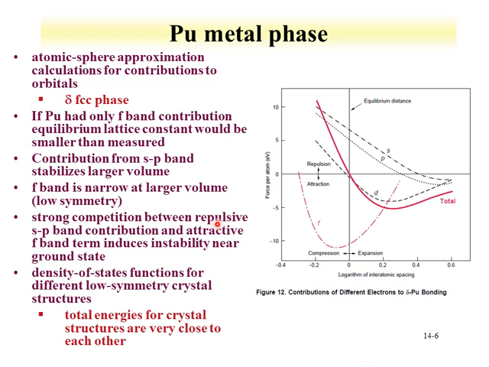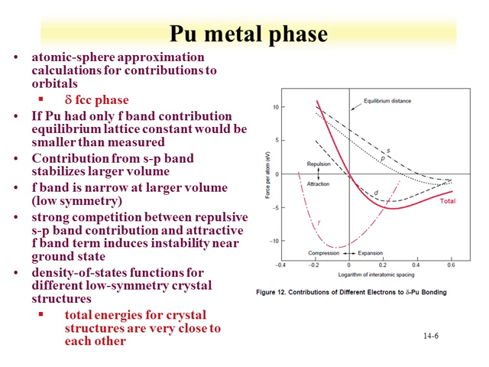And there's strong competition between repulsive s and p band contributions and attractive f band contributions, and this causes some instability near the ground state. One of the manifestations of this instability is that the density of states functions are different for the low symmetry crystal structures. What that really means is that total energies of crystals are close to each other, close enough that they can be expressed by heating the metal or by applying temperature.